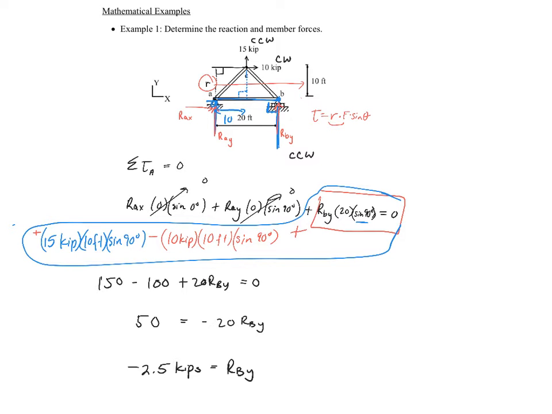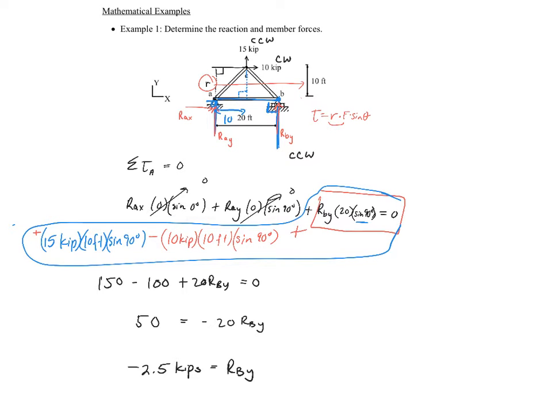15 kips is pointing up. RBY is 2.5 down. Literally look at the diagram. 15 kips is up. RBY is pulling down. That means the overall force felt by the bridge is 12.5 up. So what does RAY have to be in equilibrium for the bridge? 15 up, 2.5 down. What's missing from RAY for this whole bridge to be in equilibrium?